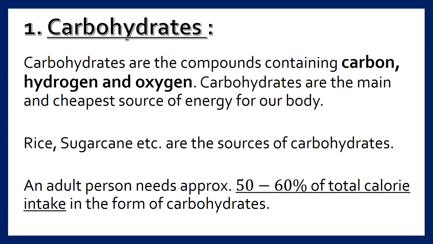The first macronutrient is carbohydrates. Carbohydrates are the compounds containing carbon, hydrogen, and oxygen. Carbohydrates are the main and cheapest source of energy for our body. Rice, sugarcane, etc. are the sources of carbohydrates. An adult person needs approximately 50 to 60% of total caloric intake in the form of carbohydrates.